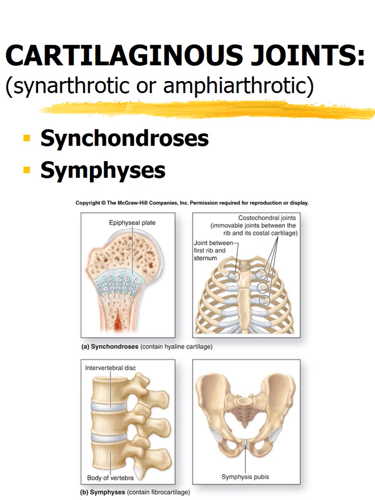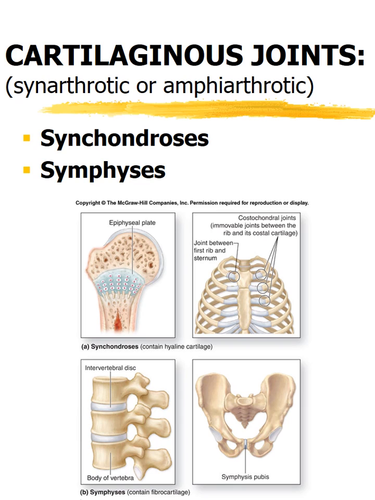A third example is the attachment of the first rib to the sternum by costal cartilage, and this helps to unify and attach the manubrium of the sternum to provide stability for the rib cage.